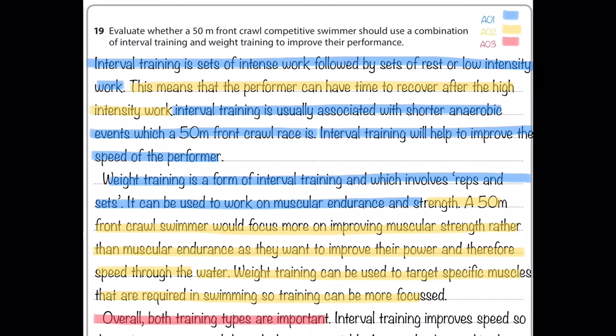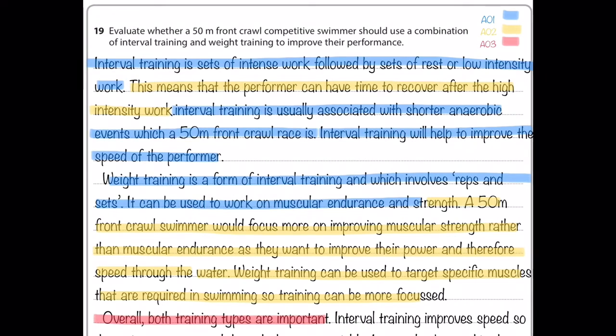And then we need to describe what would happen afterwards. So this means that the performer can have time to recover after the high-intensity work. Then we could say another AO1 point that I've done. So interval training is usually associated with shorter anaerobic events, which are 50-metre front crawl races. So I've identified that 50-metre front crawl is an anaerobic activity. It will need interval training that can help it.